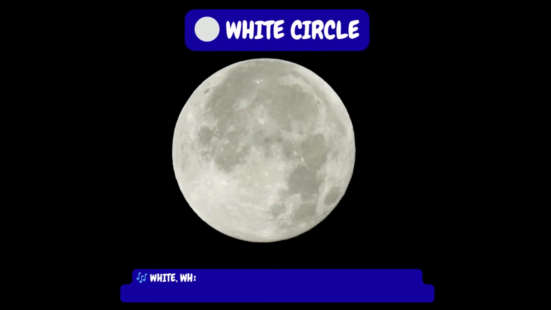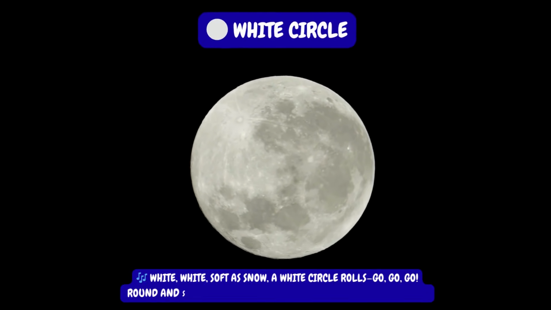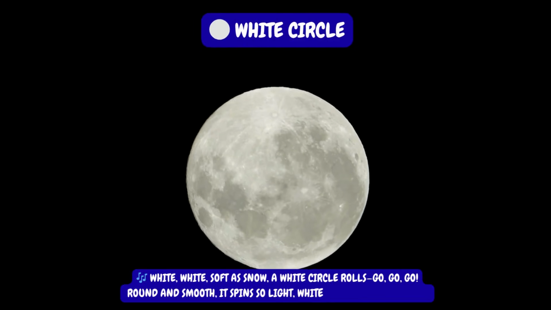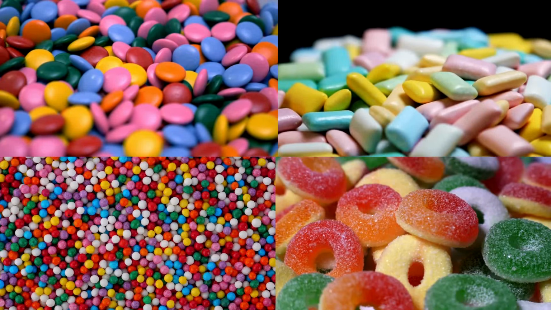White, white, soft as snow. A white circle rolls, go, go, go. Round and smooth it spins so light. White circle shining bright.